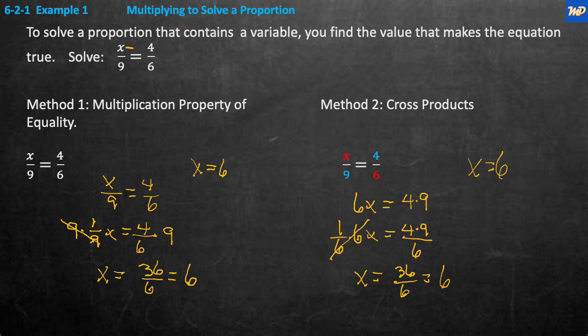So is this a proportion? It says to solve a proportion containing a variable. Is this even a proportion? And the answer is yes. And why is it yes? It's because the cross products are equal. We proved that just now.